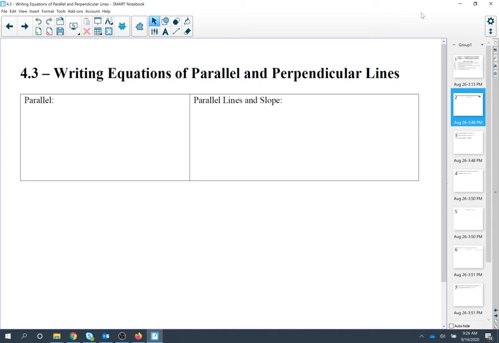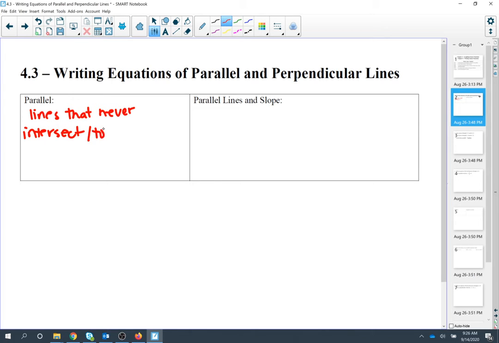4.3, writing equations of parallel and perpendicular lines. So starting out, parallel. If we remember, parallel lines are lines that never intersect, which means they never touch. If we look at them in a picture, if one line was traveling in this direction, then the other line would be down here somewhere traveling in the same direction.